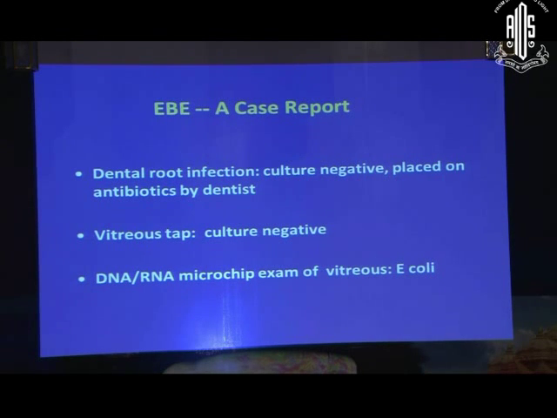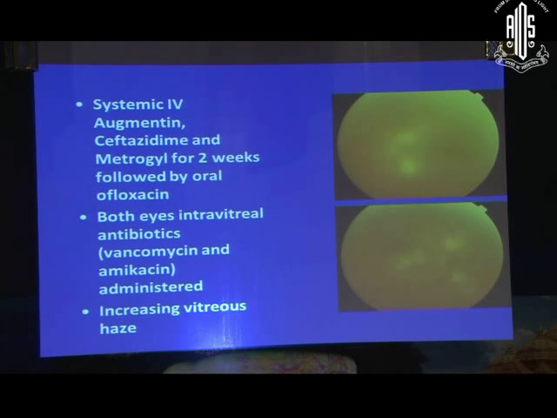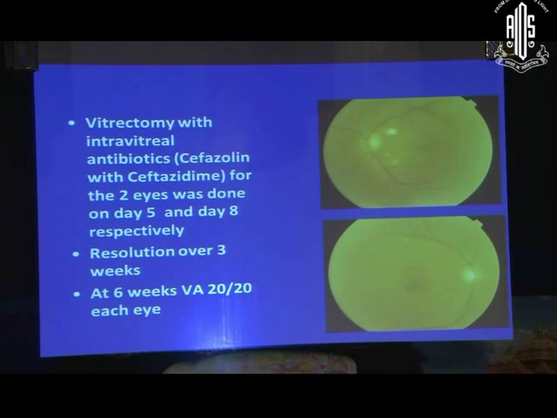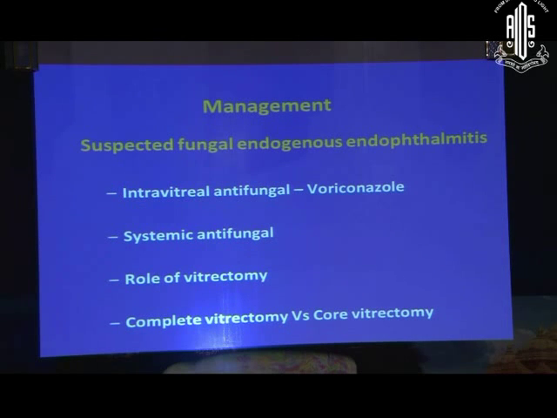This is a case report from Malika's series. This is a dental root infection, vitreous tap culture. RNA microchip examination showed E. coli. This patient was given systemic intravenous Augmentin, ceftazidime and metrogyl for 2 weeks, followed by oral ofloxacin. Intravitreal antibiotics were also administered, but this patient did not respond, and ultimately vitrectomy had to be done with intravitreal antibiotics, and resolution was seen in over 3 weeks. After 6 weeks, visual acuity was 20/20. So the moral of the story is that early vitrectomy helps in endogenous bacterial endophthalmitis.